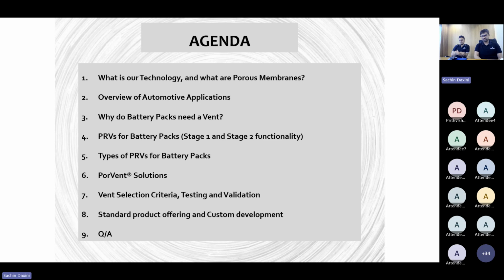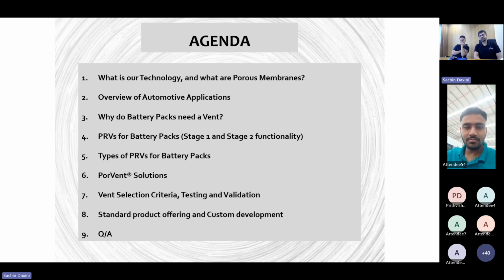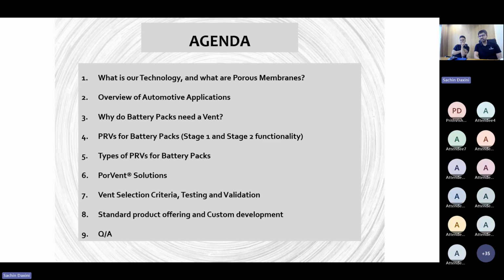All right, so the agenda for today's call. So what's our technology and what are porous membranes? An overview of the different automotive applications. Why do battery packs need a vent, which was a key area of focus for a lot of people. PRVs for battery packs. What is stage one? What is stage two functionality? Types of PRVs for battery packs. There's many different technologies out there, so we would like to give you guys an introduction to these different technologies. What our solutions are, what our skill sets are. Vent selection, testing, and also an introduction to some of our standard products and custom development process.